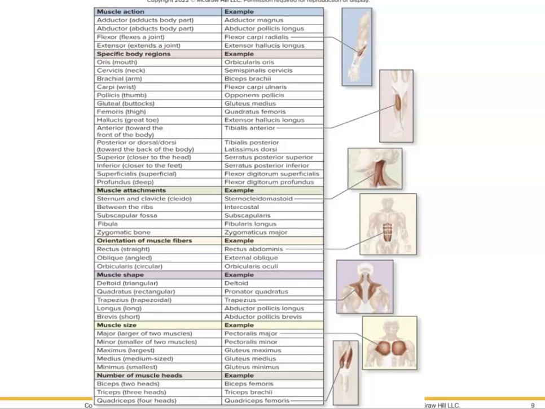Trapezius is a trapezoid. Okay, then we've got longus and brevis. Long muscle, short muscle, it's brief. Yeah, you get it. All right, muscle size, major is big, minor is small. We did the other 3 already. And then the number of heads, biceps, triceps, quadriceps, 2, 3, and 4 heads.